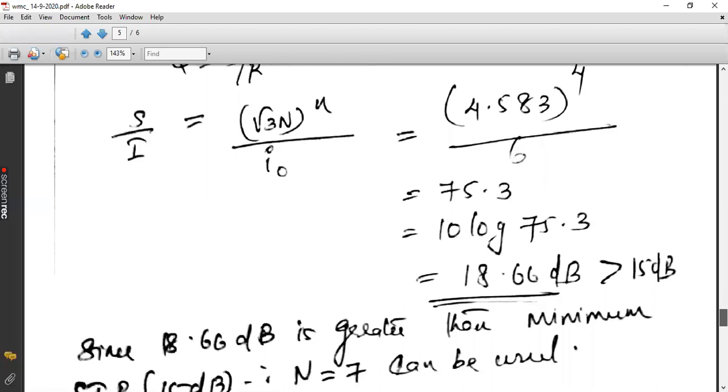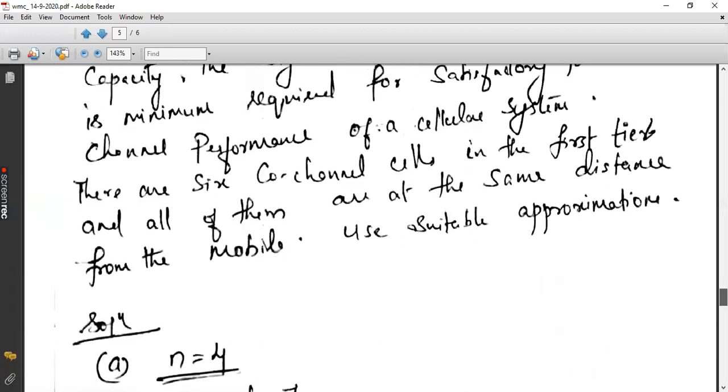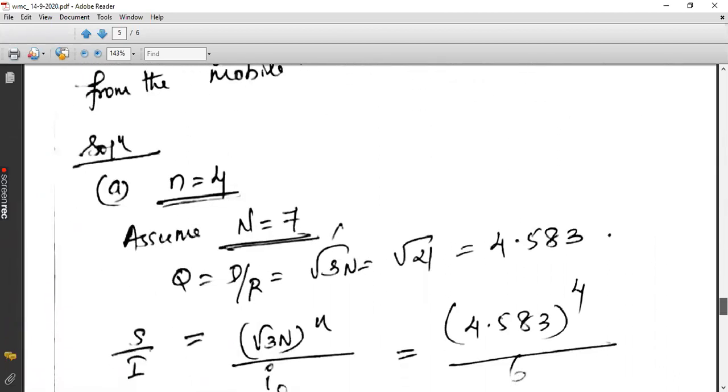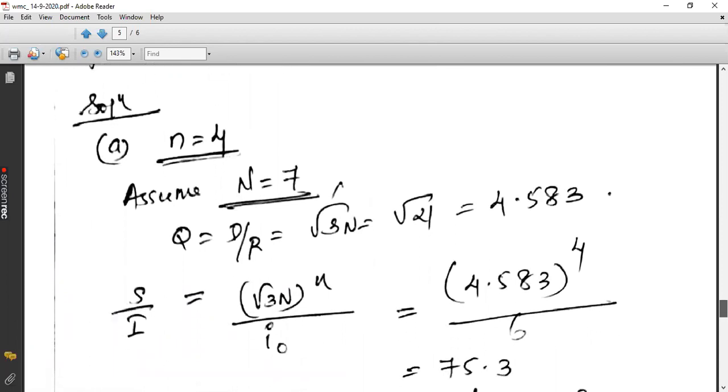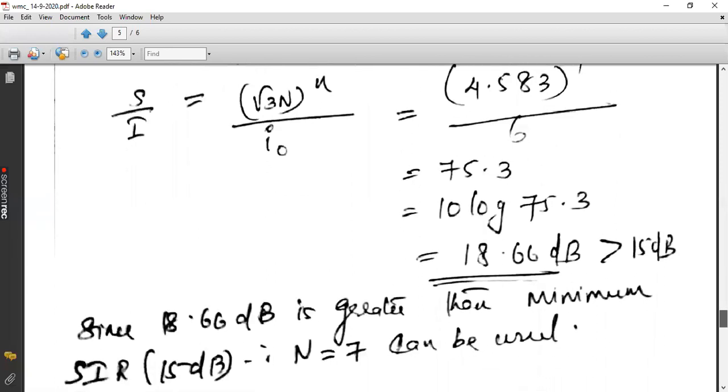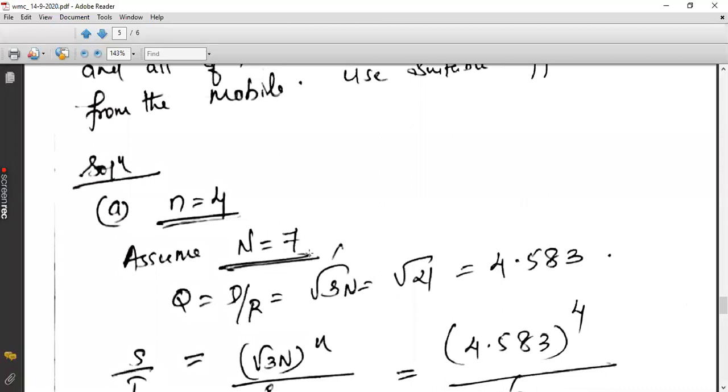So this is very much greater than 15 dB. Our condition is that at least 15 dB signal to interference ratio you need to maintain. When you take the cluster size as 7, you already got the S by I ratio as 18.66 dB, which is okay for us. 18.6 dB is greater than the minimum SIR required. Therefore, we can claim that N equal to 7 can be used for this particular case. What is the case? For small letter n equal to 4. That is, the path loss exponent is 4.